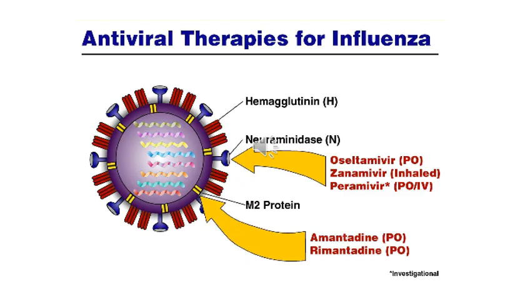As a result of that, this protein will not be functional and there will be no release of the virus from the cell, so there will be no spread of the disease to the further cells. The other category of the drugs that are affecting the M2 protein are amantadine and rimantadine. These are also given through the oral route.